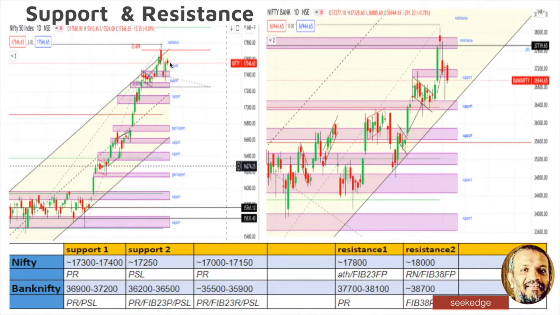This is the support zone. This is where we are. We had bounced from here, and then resistance 1, resistance 2, support 1, support 2, support 3.